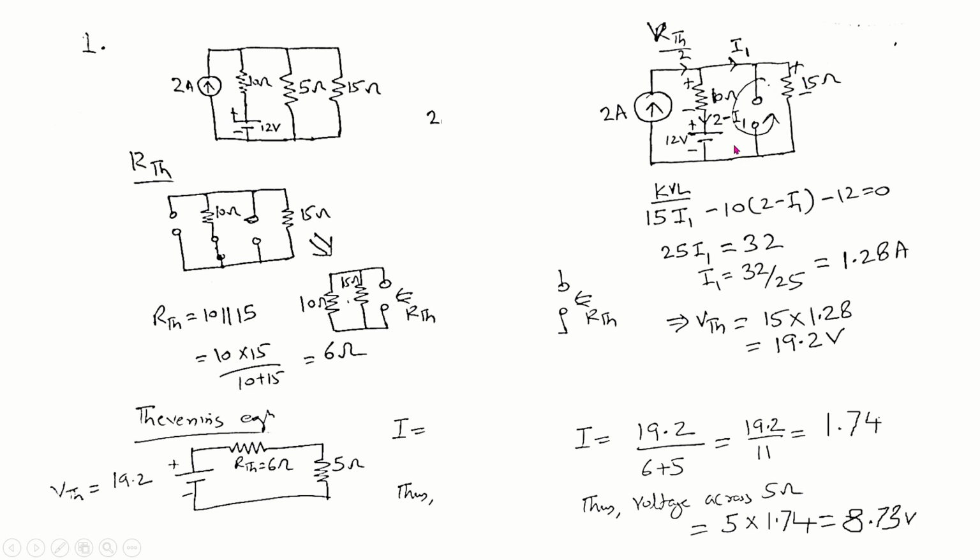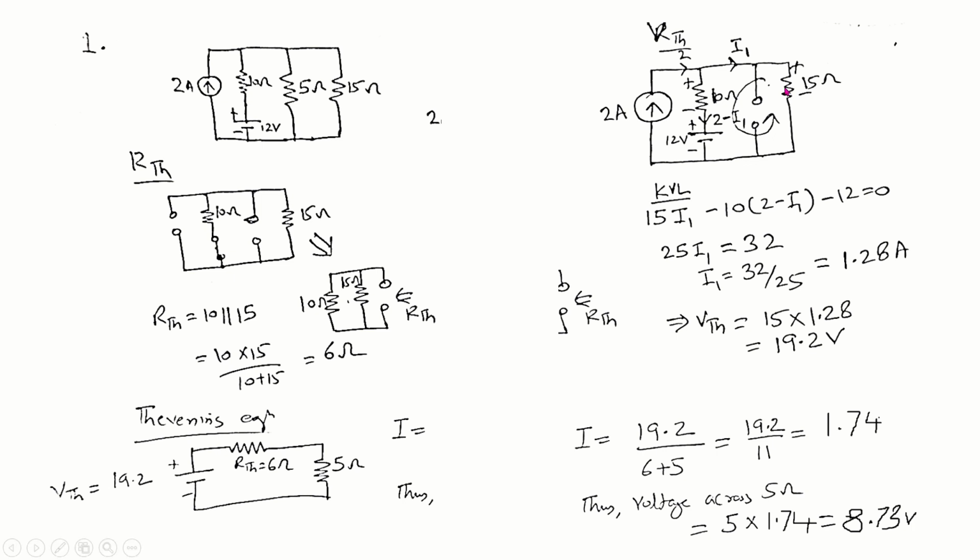Solving this gives us I1 equal to 1.28 amperes, and from this we can obtain VTH, the voltage which would appear across these two open terminals. This will be equal to the voltage that appears across the 15 ohm resistance, and thus 15 multiplied by 1.28, the current that flows through the 15 ohm resistance, gives us 19.2 volts, the Thevenin's equivalent voltage.